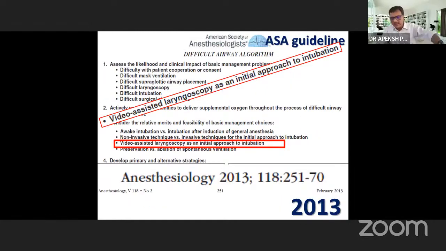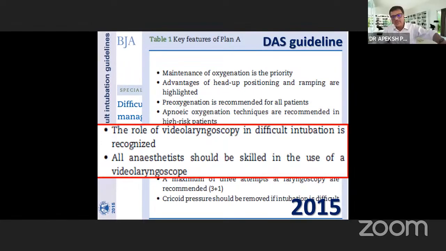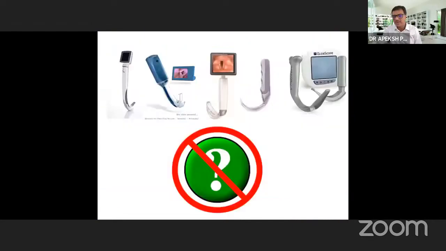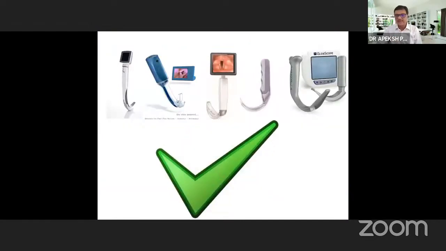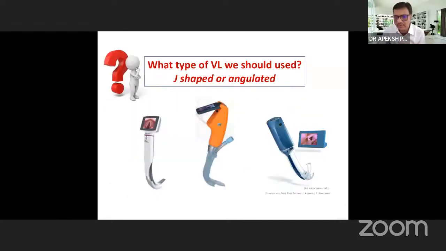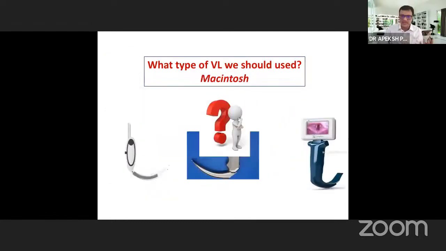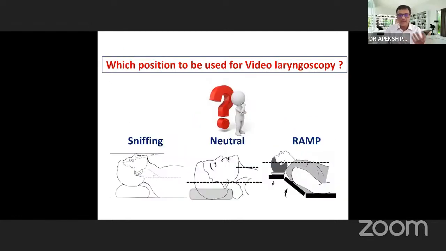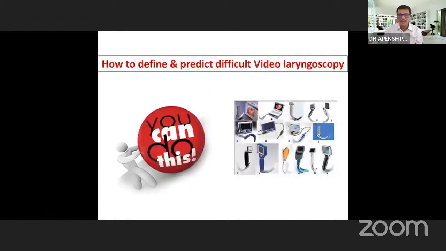And most of all, the guidelines, as discussed, suggest the use of video laryngoscopy as an initial approach. So video laryngoscopy has proved its ability. But the important thing is where we are lacking: which type of video laryngoscope we should use. Hyperangulated, angulated, channel, non-channel, Macintosh type; which position we should use, sniffing, neutral, ramp; and we don't have definitive criteria to predict the difficult laryngoscopy.